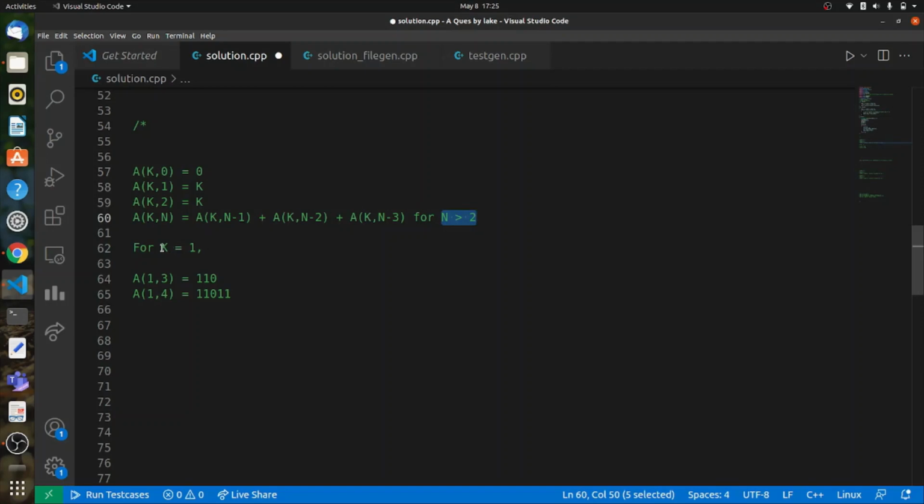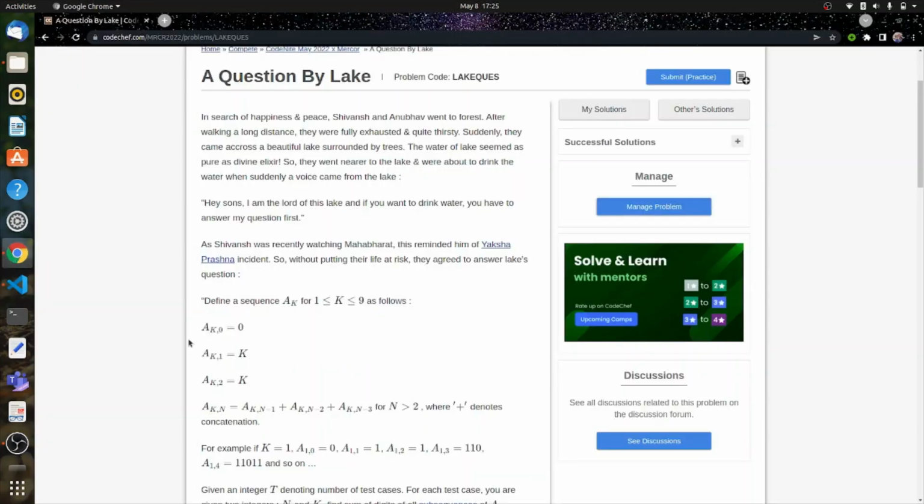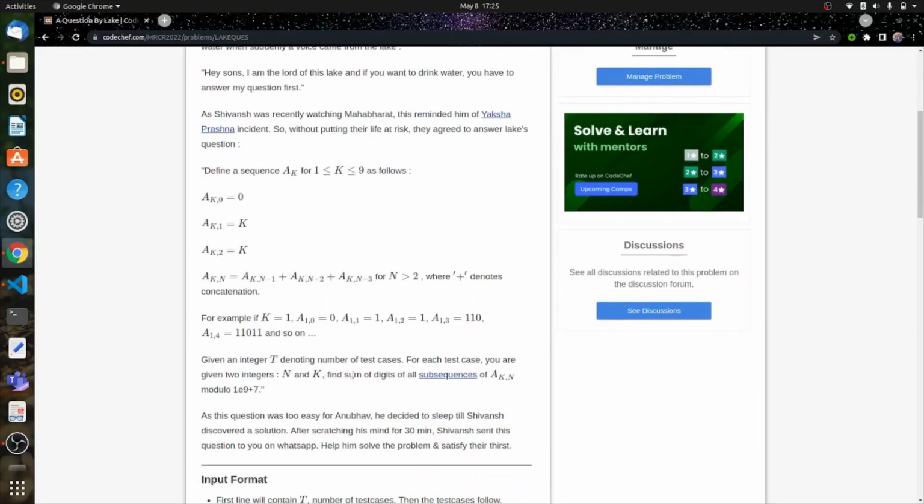So for example, for k equal to 1, A13 is 110 and A14 is 110 followed by 1 and another 1. Okay, and what are we asked to find? We are asked to find the sum of digits of all subsequences of AKN modulo 1e9 plus 7.